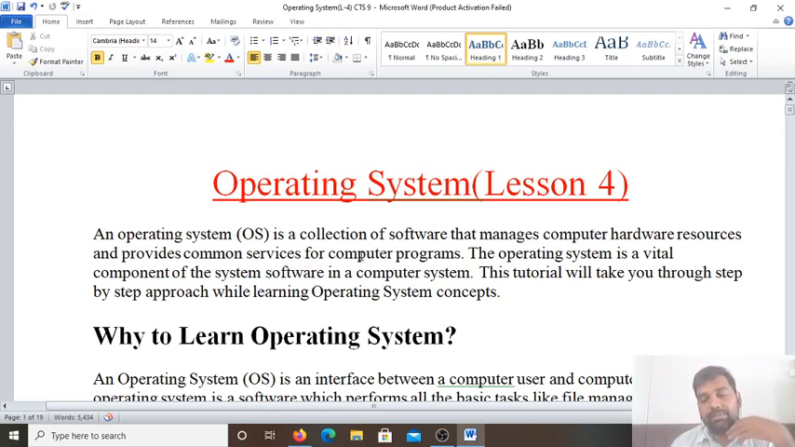The operating system performs basic tasks such as recognizing the input from the keyboard, what input the user has been providing, sending output to the monitor, managing files and directories on the storage devices, and controlling all the peripheral devices like the printer, scanner, joystick, microphone, and speaker. All of these are controlled and managed by the operating system only. So the operating system is basically a collection of software which manages the computer hardware resources and provides common services for the computer programs.